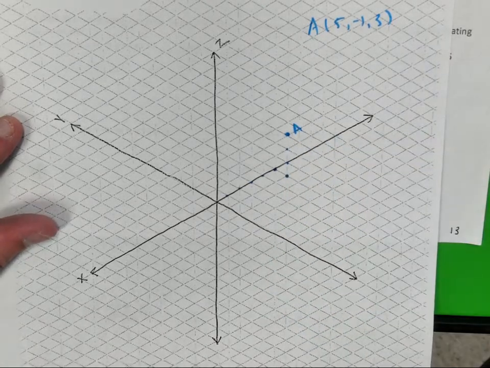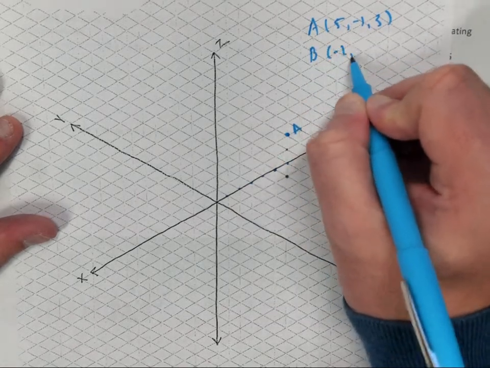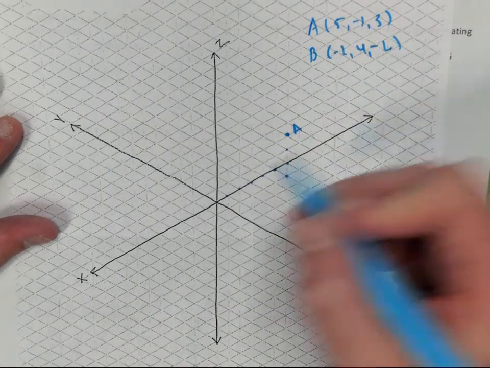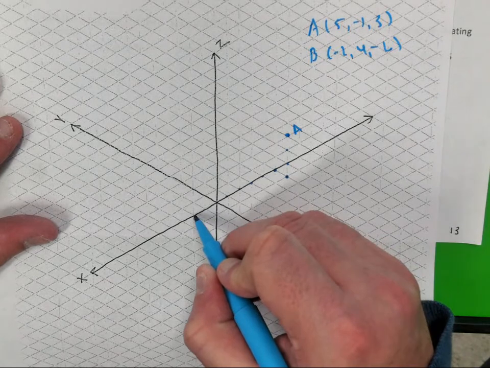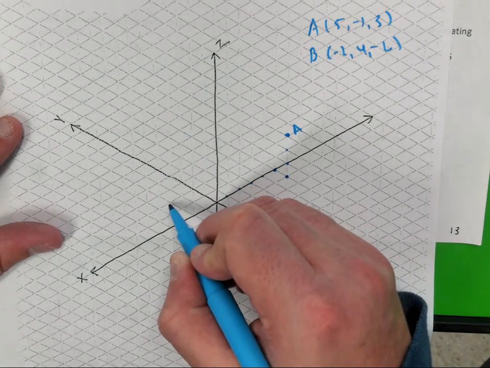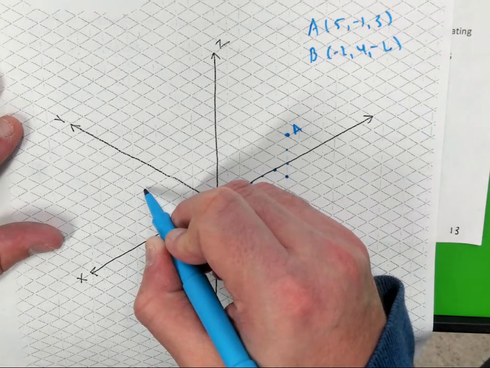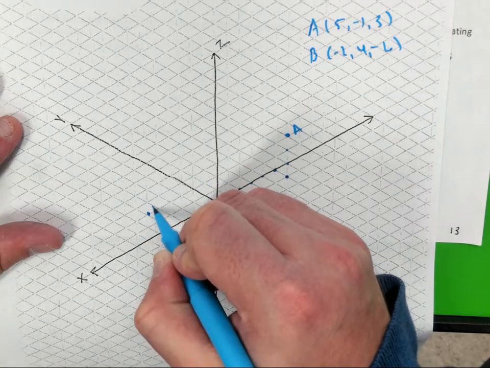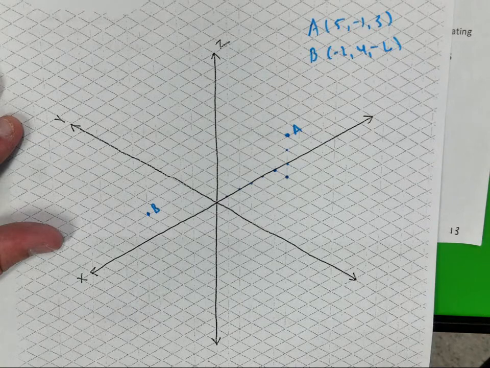Do y'all see that? B: negative 2, 4, negative 6. Start here, go left 2. Up 4 on my Y. 1, 2, 3, 4. And then down 2 on my Z. So it's right here. Y'all see that?